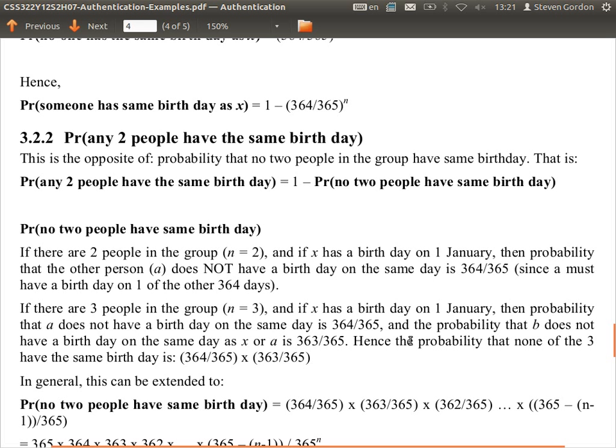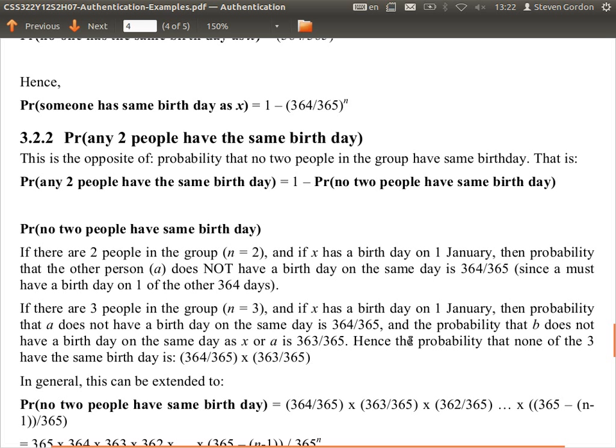First, consider a group of just 2 people. If one of them has a birthday on the 1st of January, then the probability that the other person does not have a birthday on that same day is 364 over 365. That's the same as before. What if we had 3 people in the group? Well, if one of them has a birthday on the 1st of January, the probability that person A does not have the same birthday is still 364 over 365. And the probability that B, the third person, does not have the same birthday as the first one or the second one is 363 over 365.